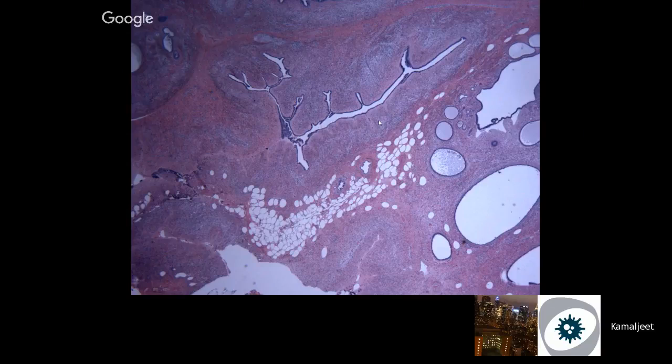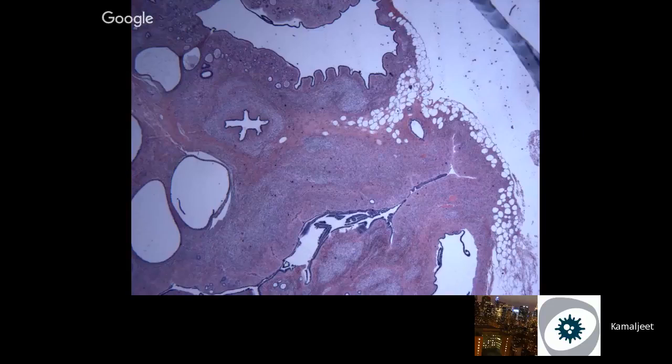In phylloides, you'll see this condensation of the stroma around the epithelium. Presence of fat is not good in a fibroepithelial lesion. You can see it in a fibroadenoma, but start thinking about a phylloides if you're seeing fat inside a fibroepithelial lesion. So that's the low power examination.